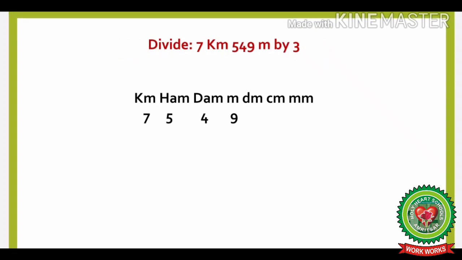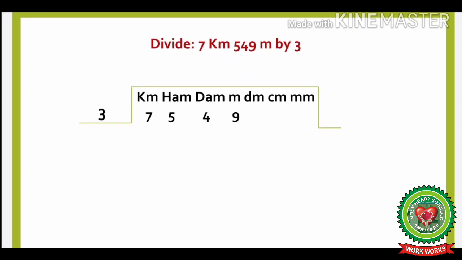Now we will arrange the numbers. 7 kilometer 549 meter. We will start writing from the meters place but backwards. That is below meter 9, then 4, then 5 and then 7. Kids, in this way we have to draw the division line and write the divisor at the left side, that is 3.